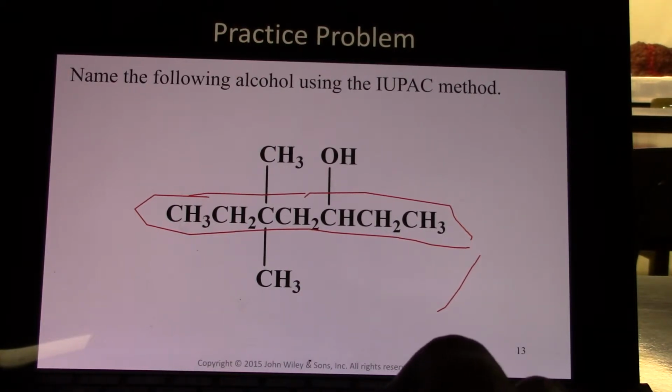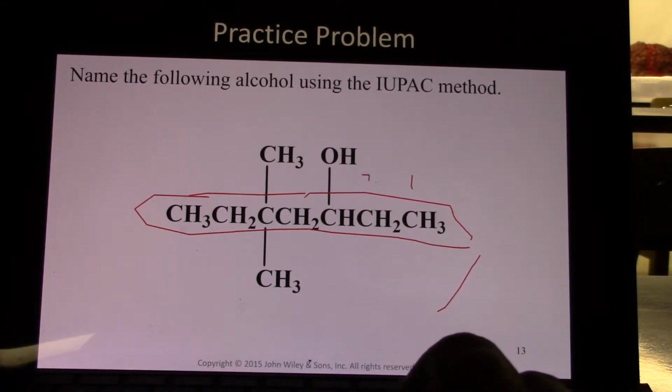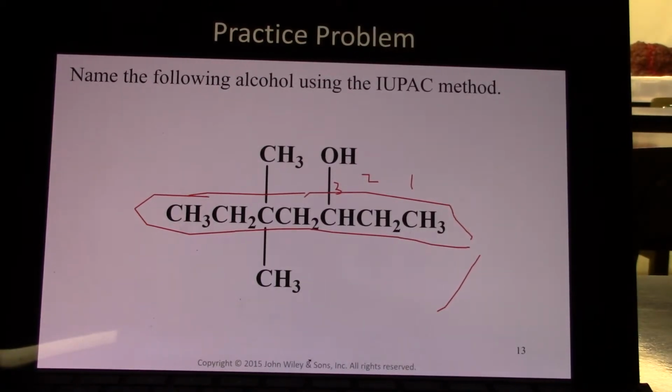And now if I start counting from this way, 1, 2, 3, 4, OH would be on carbon 5. If I start from the other end, it would be 1, 2, 3. It would be on carbon 3. 3 is lower than 5, so this is the correct end to start numbering.